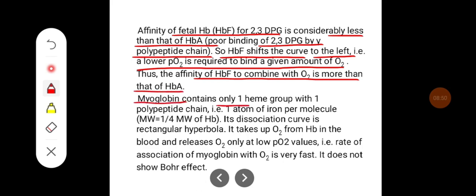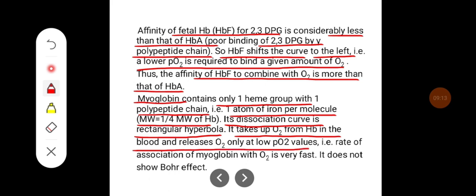Myoglobin contains only one heme group with one polypeptide chain, that is, one atom of iron per molecule. So the molecular weight of myoglobin is 1/4 of that of hemoglobin. Its dissociation curve is a rectangular hyperbola. It takes up oxygen from the hemoglobin in the blood and releases oxygen only at low PO2 values. That is, the rate of association of myoglobin with oxygen is very fast. It does not show the Bohr effect.